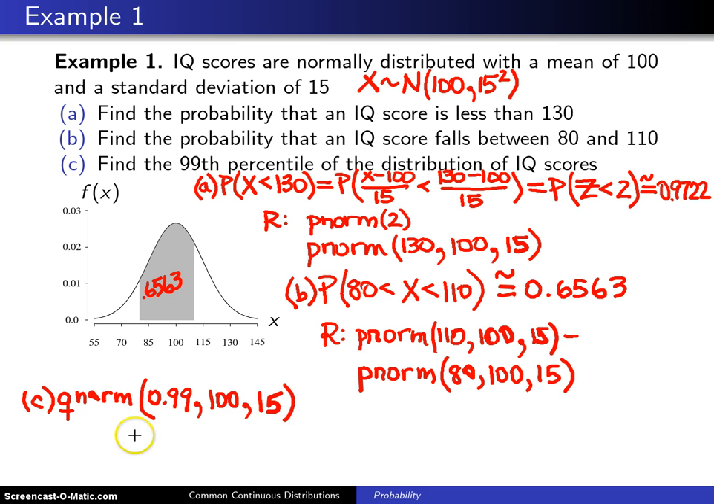And when you do all that, you will get the 99th percentile, at least to 4 digits, of 134.9. So the IQ score that is at the 99th percentile of the distribution lies about right here at 134.9.